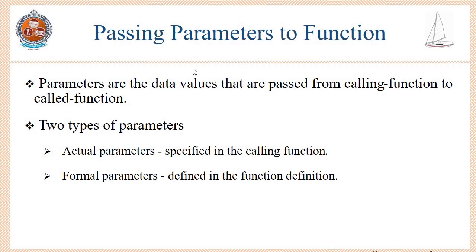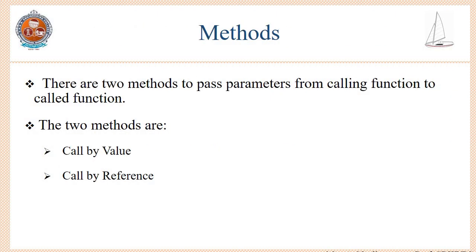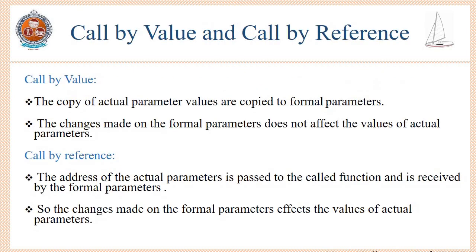We have two types of parameters: actual parameters and formal parameters. Actual parameters are the parameters that are specified in the calling function, and the parameters that are defined in the function definition are called formal parameters. And we have two methods to pass parameters from the calling function to the called function, and they are call by value and call by reference.